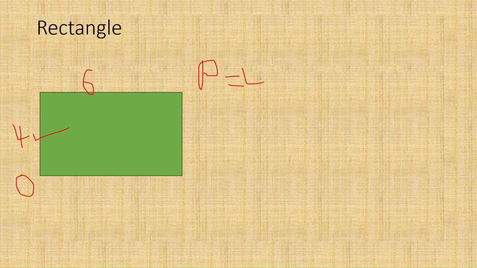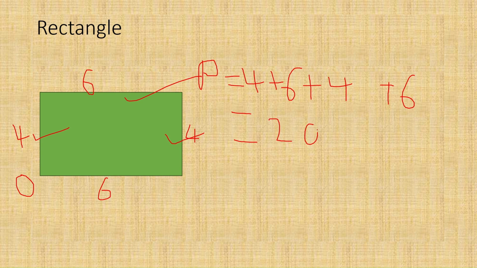So the perimeter will be 4 plus 6 plus 4 plus 6. Now we will just add up, which will give us 20 centimeters.